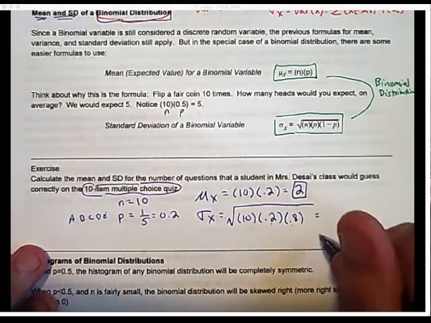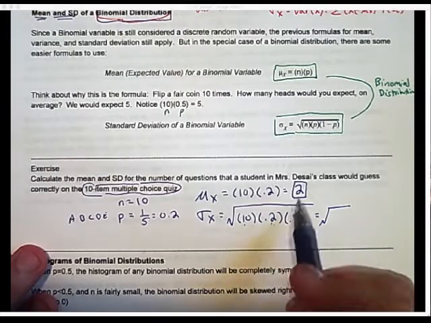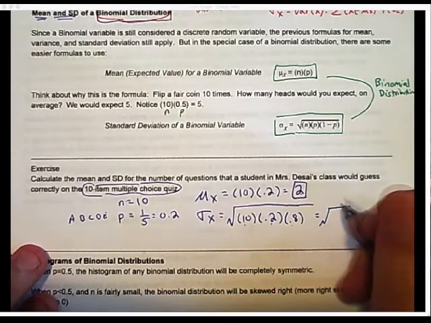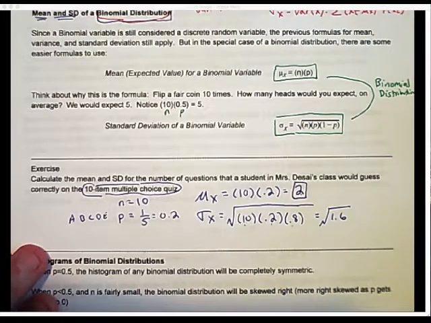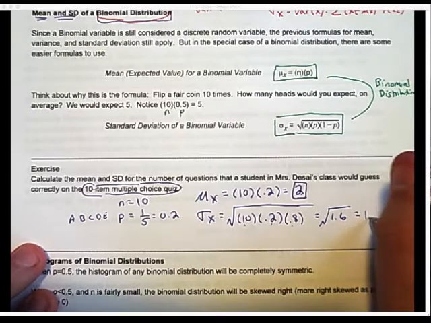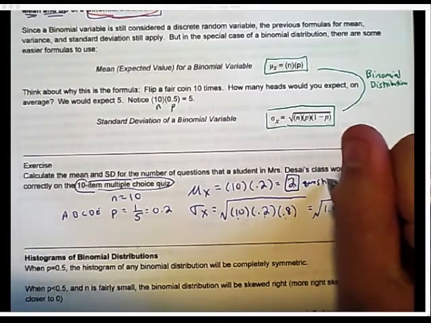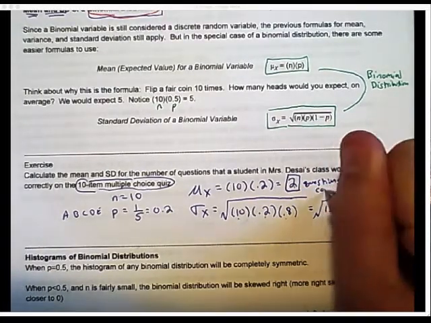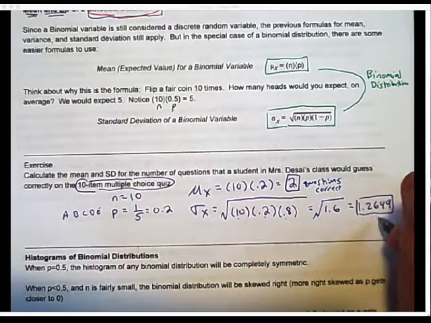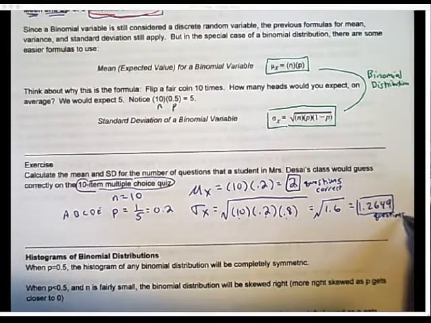So if we simplify this, we already know that 10 times 0.2 is 2. Then you multiply that times 0.8 and you get 1.6. Let's take the square root of 1.6, and that is 1.2649. So 2 questions correct would be the average, and the standard deviation would be 1.2649 questions correct.